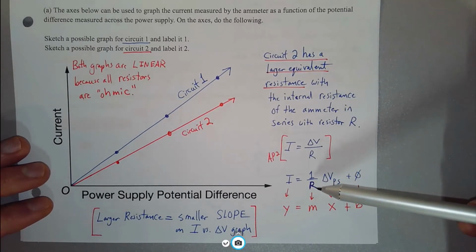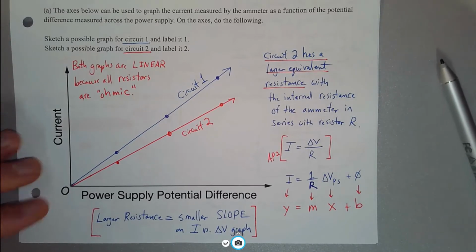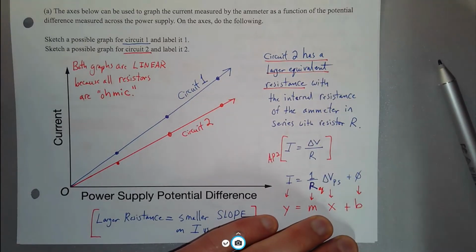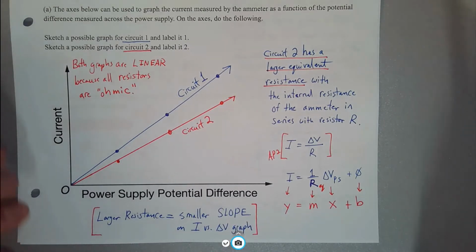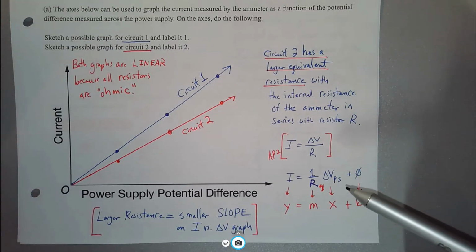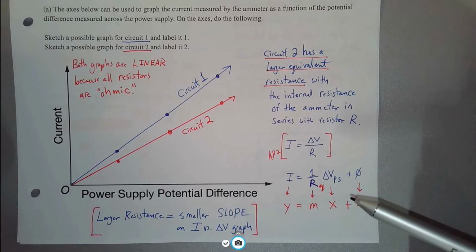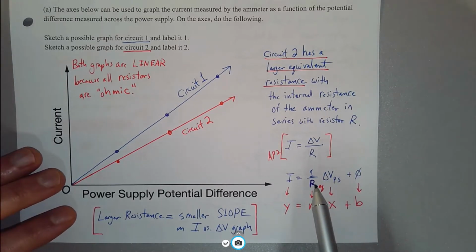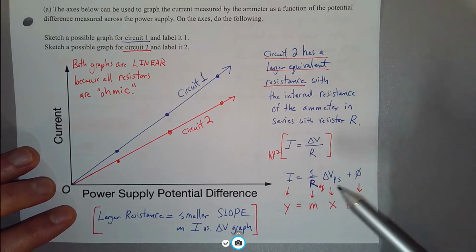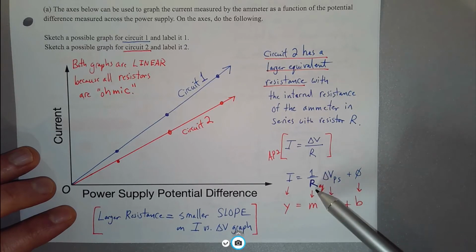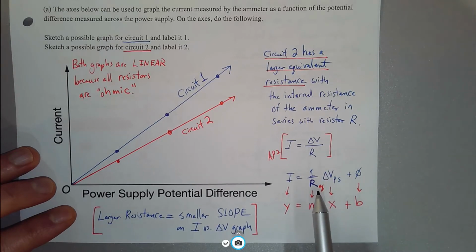So if circuit 2 has a bigger R total, let's say that R EQ, to remind us that's the equivalent resistance, which is big R plus little r for circuit 2. That means if this value is larger, the slope, which is 1 over a bigger value, will be smaller. So as the equivalent resistance is bigger, the slope will be smaller.